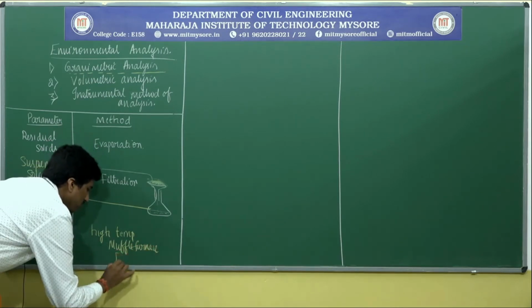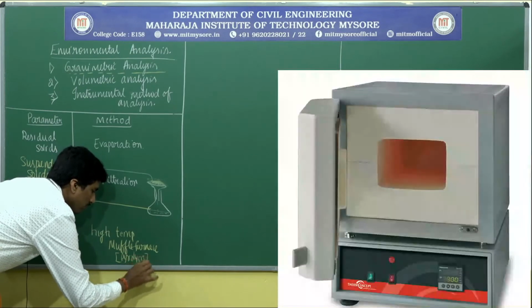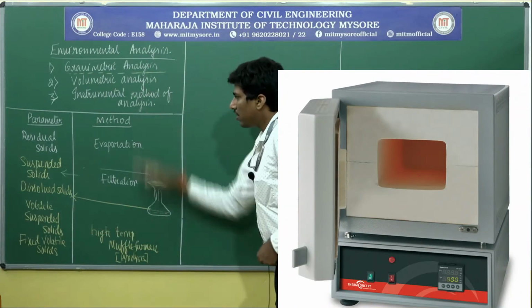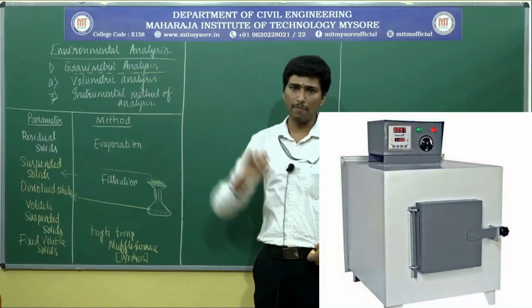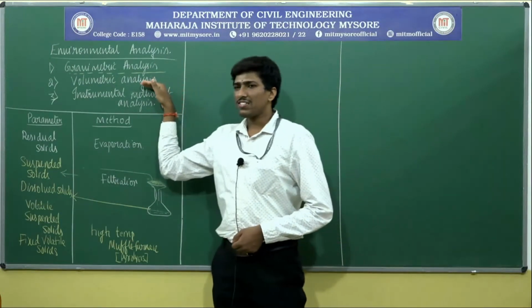That we call, in general terms, pyrolysis. Okay. So these are the set of parameters which have been designated under the category of gravimetric analysis. Now, what about the next set of analysis?